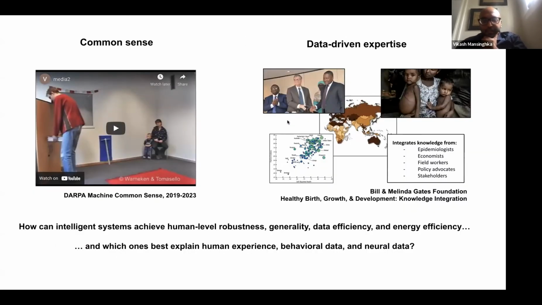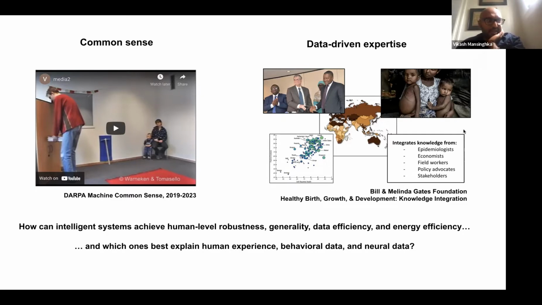So the core problem that's motivating a number of us, and especially my group at MIT, is the question of how is it possible for intelligent systems to really achieve human levels of robustness, generality, data efficiency, and energy efficiency at the same time? And then of the intelligent systems that might be able to do that, which ones best explain subjective human experience and quantitative data about behavior in the brain? And there are a number of us pursuing these questions in the context of two broad domains of intelligence.